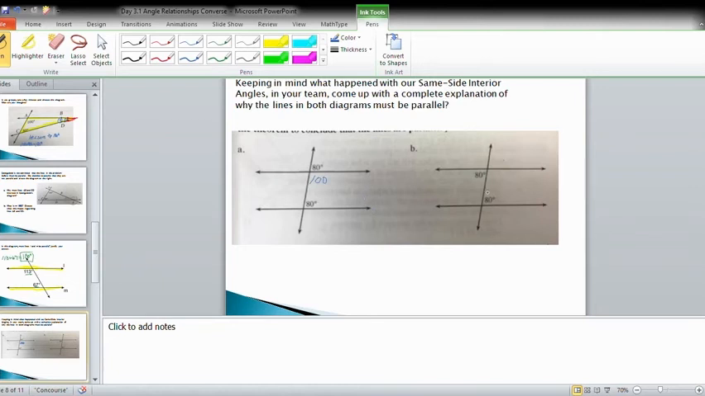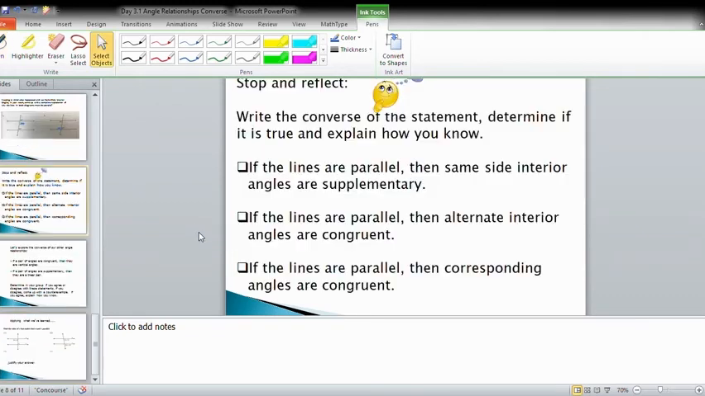Alternate interior angles are congruent. Again, I can figure out this angle is going to be 100 by a linear pair. These two are supplementary now. These lines can't intersect, right? So the converse of all three of our theorems is also true. If same side interior angles are supplementary, then lines must be parallel. If corresponding angles are congruent, then lines must be parallel. And also, if alternate interior angles are congruent, lines must be parallel, right?